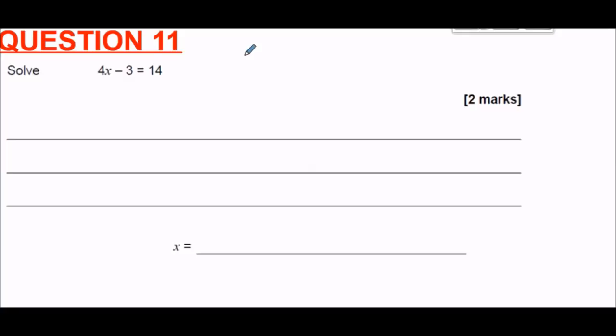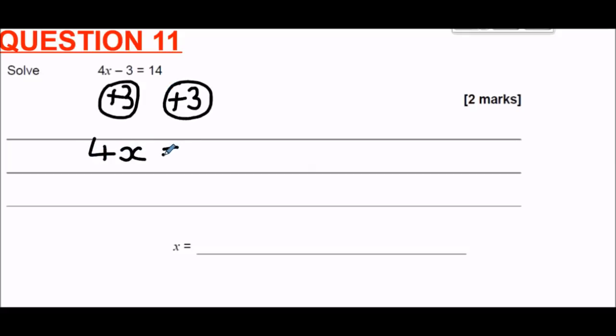And so what we need to do here is get rid of that minus 3. Opposite of minus 3 is plus 3. So we can get rid of that minus 3 on this side by adding 3. But to balance this out, because equations, the left-hand side equals the right-hand side, so what we do to one side, we need to do to the other. So if we add 3 onto this side, we're going to have to add 3 onto the other side as well. So what that would give us is that 4x equals 14 plus 3, which is 17.